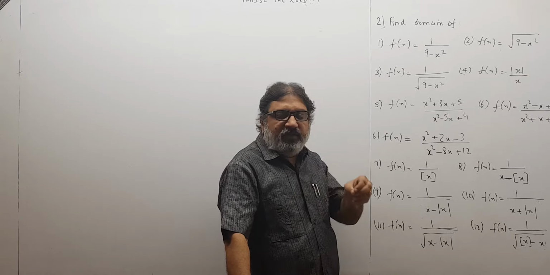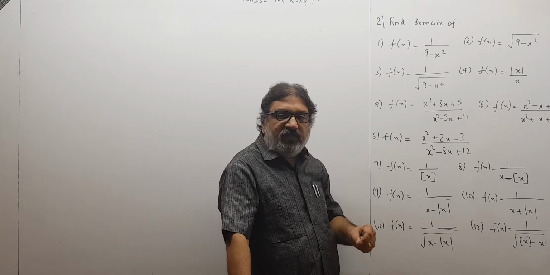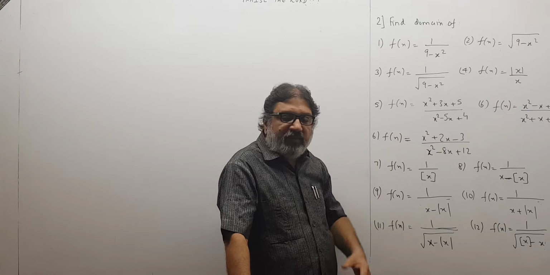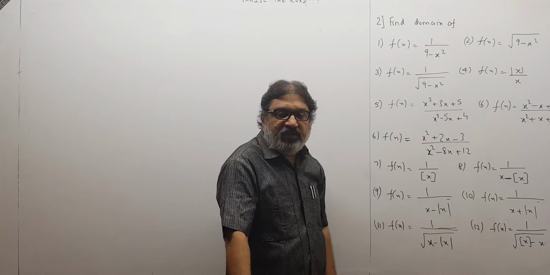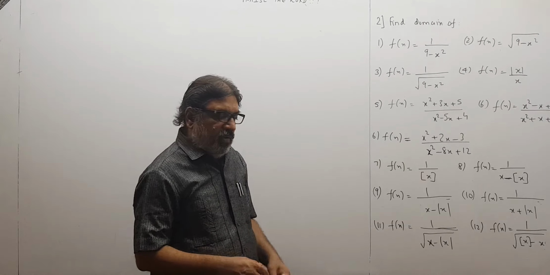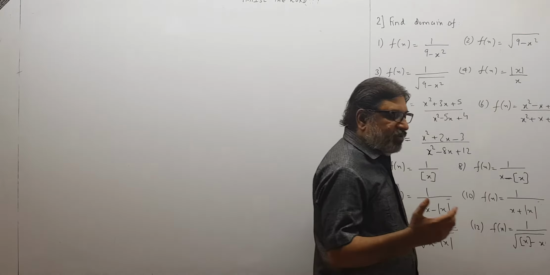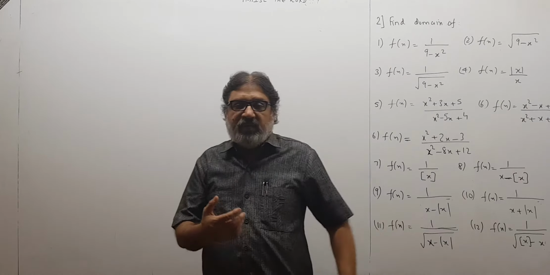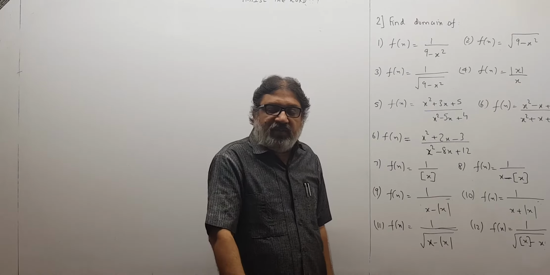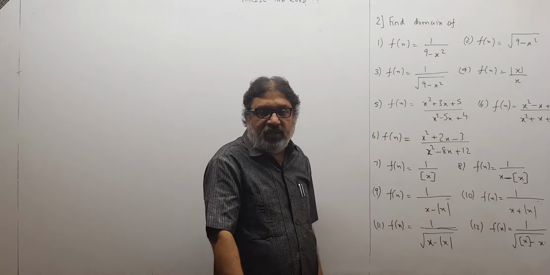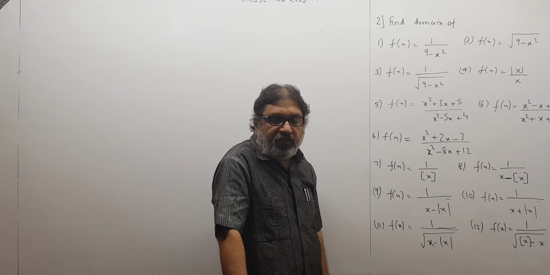Whatever possible values of x are there, the values of the variable, for which my function will be defined, it will have some definite value. The set of those values is called the domain of the function. So what does domain mean? It is the collection of the values of the variable. Generally we denote the variable by x. So it is the collection of those values of x for which my function has got a definite value.